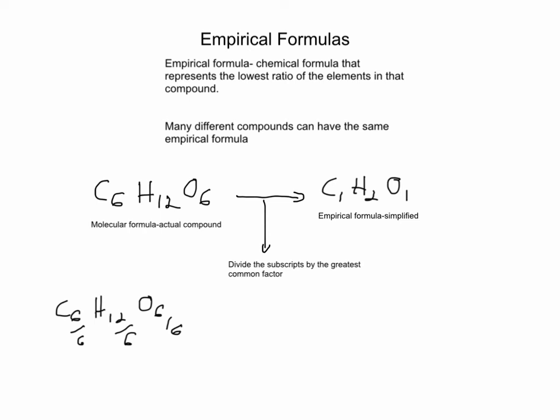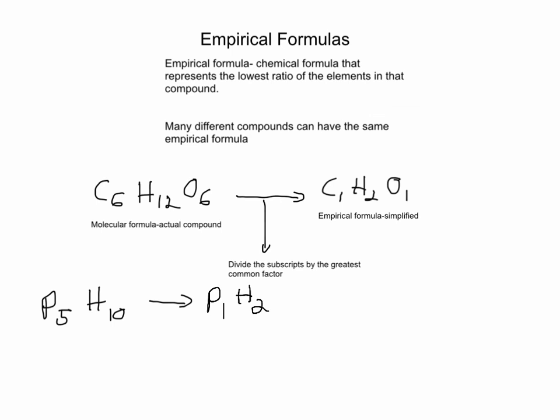Let's try another example. Pentaphosphorus decahydride, P5H10. So this is the molecular formula, and we need to convert this to an empirical formula. The greatest common factor of 5 and 10 is 5. So 5 divided by 5 is 1, so we end up with P1. 10 divided by 5 is 2, H2. So the ratio of phosphorus to hydrogen in this compound is 1 to 2.